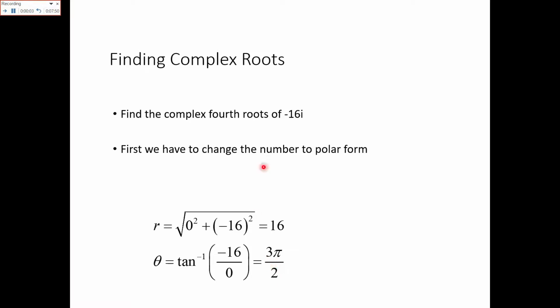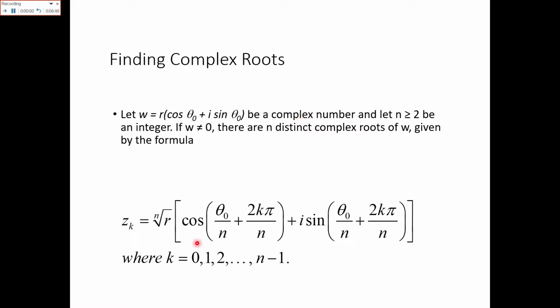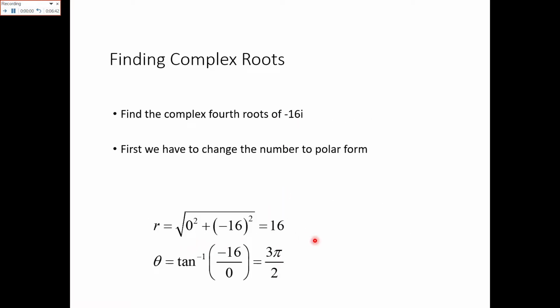Find the complex fourth roots of minus 16 iota. First of all we will convert it into polar form, and then we will apply this formula upon the polar form. Now in polar form, r is equal to the square root of 0 squared plus minus 16 squared, because here the real part is 0. So r is equal to 16. Theta is equal to tan inverse of minus 16 over 0. So that is 3 pi by 2.